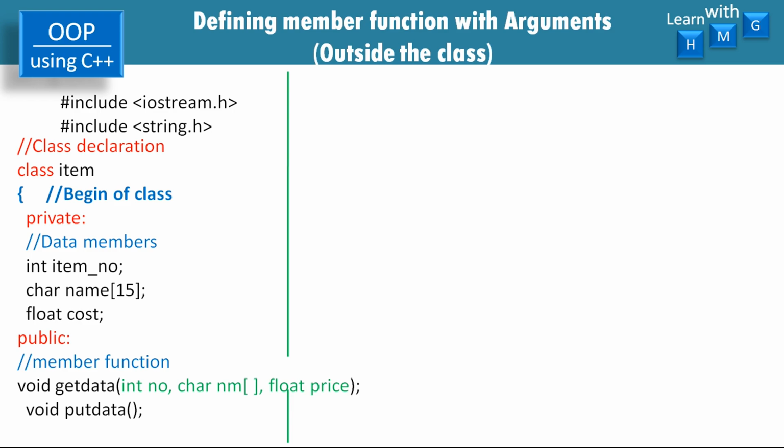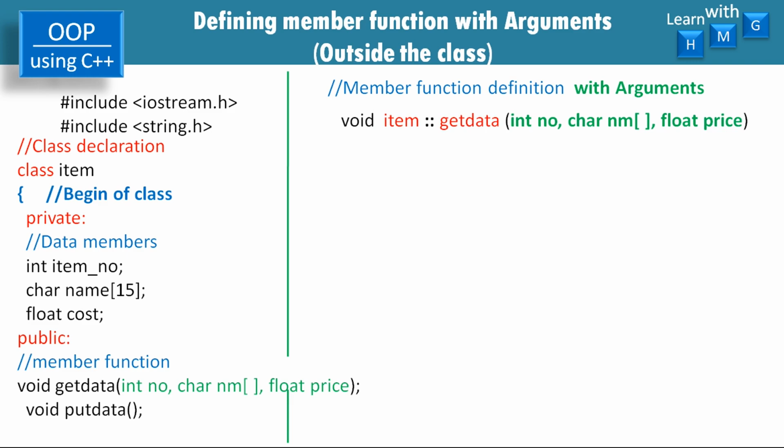Now void getdata int no, char nm empty square bracket, float price semicolon. So this is a declaration, a single line function declaration. Void putdata, this is another single line function declaration, and then the member function with arguments I am going to write. So here, outside the class, now the class is over.